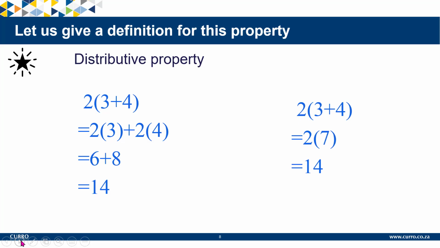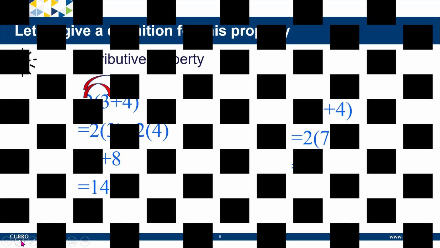Let's use the two methods to calculate this expression. Zoot is using the breaking up of a rectangle method. So he multiplies the 2 by the 3 and the 2 by the 4. We say we distribute the 2 to the 3 and the 4. This is why it's called the distributive property.